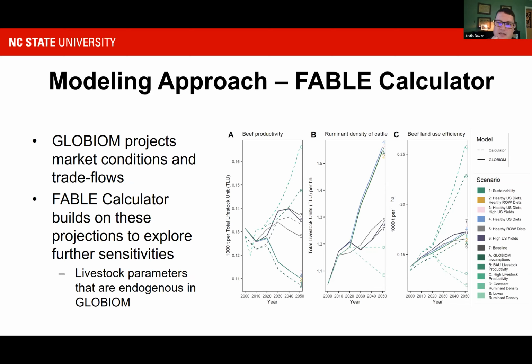Then we can use that to get a metric that we call beef land use efficiency, which is 1,000 tons of beef output per unit area. So this allows us to rapidly take endogenous projections from the GloBiome model, calibrate all of the production and land use trends that we see from the model to this calculator tool for expanded sensitivity analysis around these key productivity parameters in the livestock sector. And that's what we're showing here: those variability bounds around those calculator inputs relative to the trends that we're projecting within the GloBiome model.